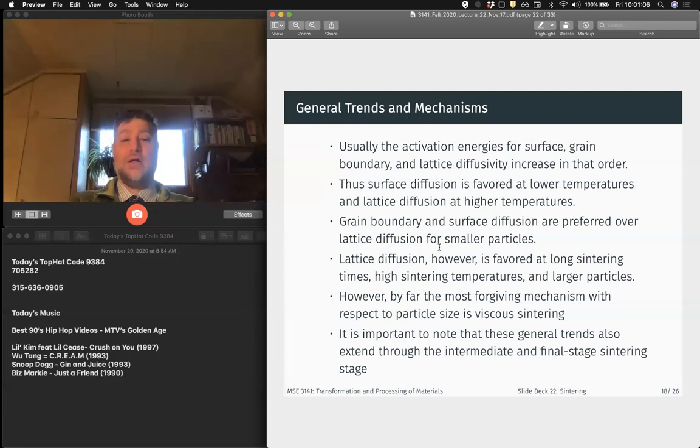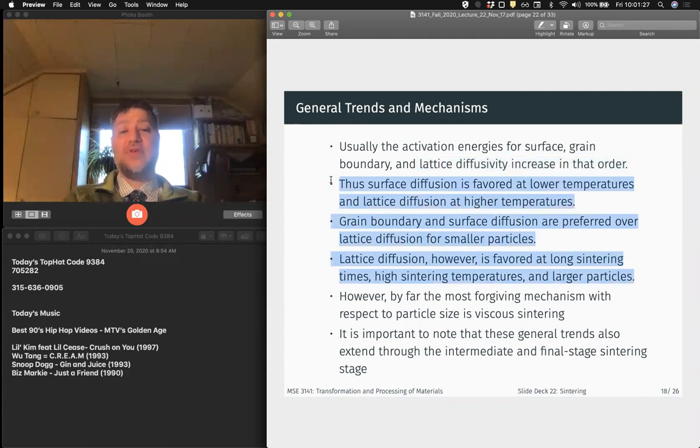Okay. Lattice diffusion or bulk diffusion is going to be favored at longer sintering times, higher sintering temperatures, and larger starting particles. Okay. So if we are fully in the solid state, these are the diffusion processes that we need to balance. So we need to know what the activation energy for all of these different diffusion mechanisms are to be able to decide what temperatures we're going to be looking at.